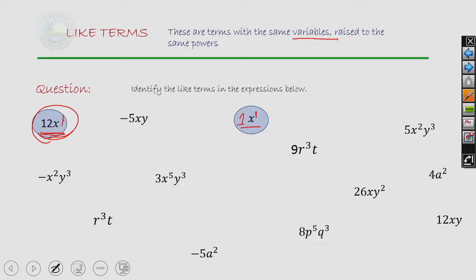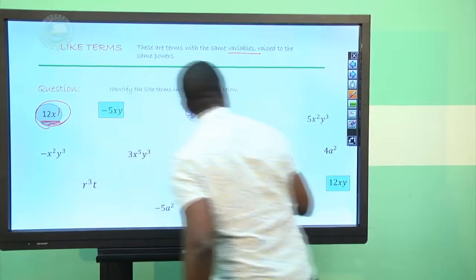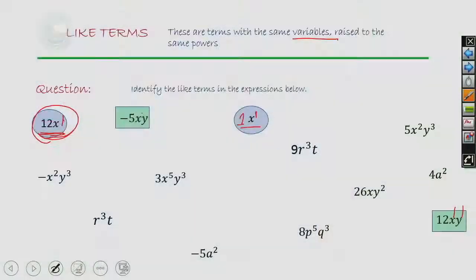Do you see any more like terms here? Yes, we do. What about these two? This here is negative 5xy. The variables are x and y. So if there is a term that is like this, it must have the same variables. Here, this is positive 12xy. The variables are x and y. The power on each of these variables here is 1. The power on each variable is 1. Likewise here, the power on each variable is 1.